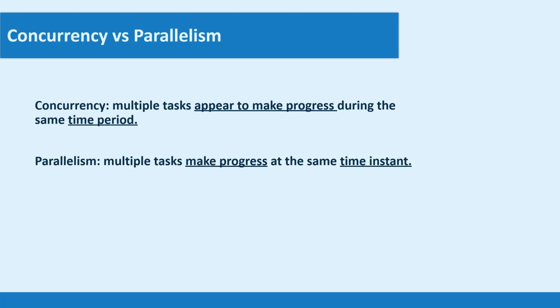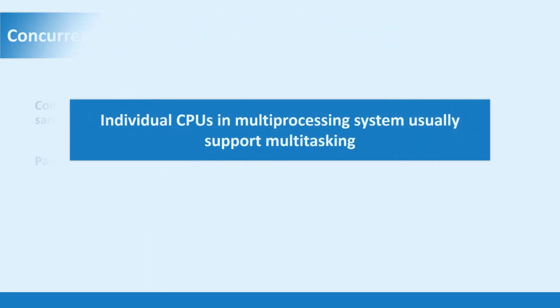Now, one interesting thing to note in this context is that parallelism is a special case of concurrency. All parallel systems are concurrent. However, not all concurrent systems are parallel. Furthermore, individual CPUs in a multiprocessing system, which supports parallelism, usually also support multitasking. So you've got multiple CPUs and each of them switches between different tasks and they work at the same time, and this interaction is very complex.